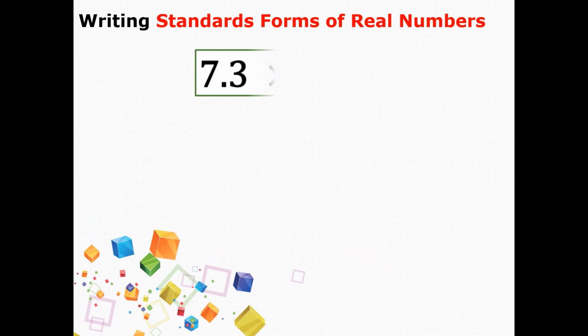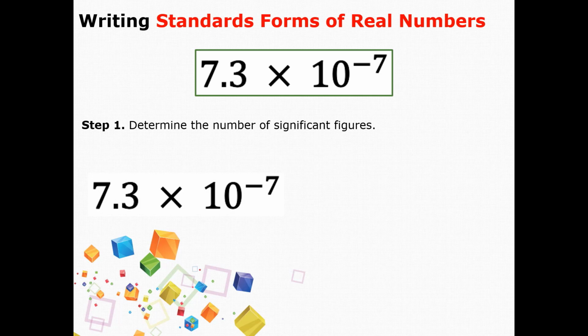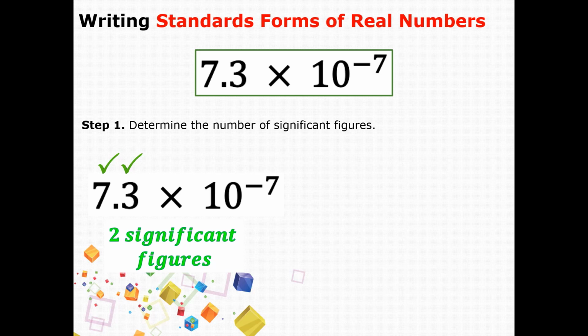Final example. We have this scientific notation. We still first need to determine the number of significant figures. We have 2 significant figures here.